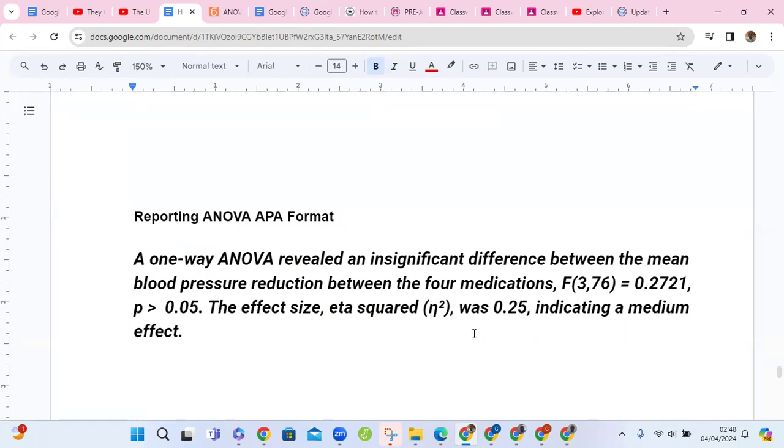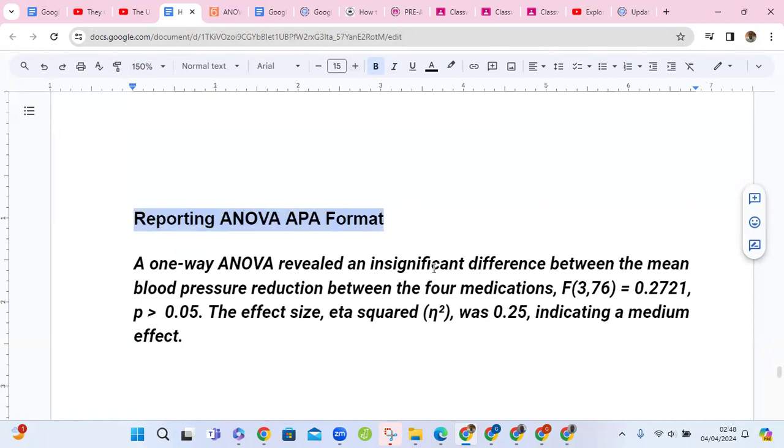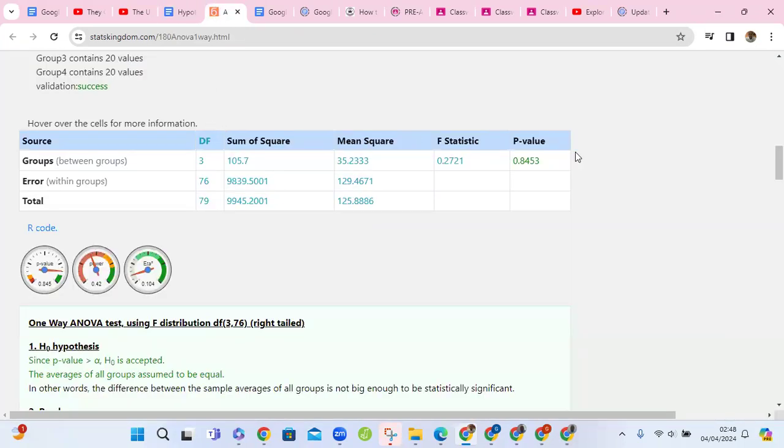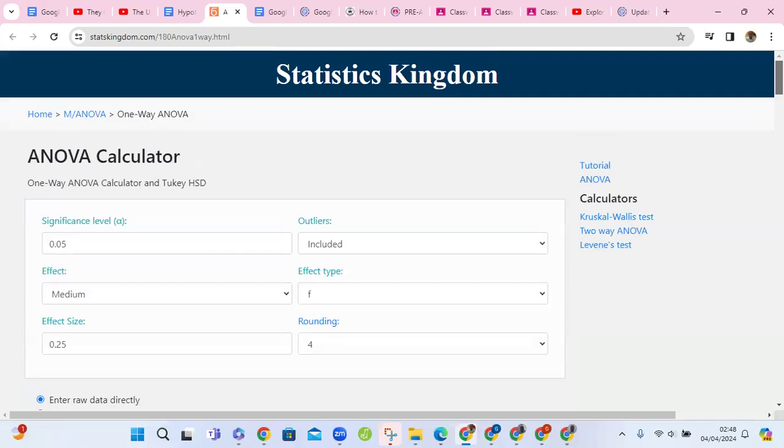That's for further analysis. But the main point is that we got a p-value of 0.8453, which is greater than 0.05. So the null was not rejected. And the null is saying that there is no difference. If there is any, it is insignificant. And that will form our conclusion for that. So here's an ANOVA using an online software from this website called Statistics Kingdom, ANOVA calculator.